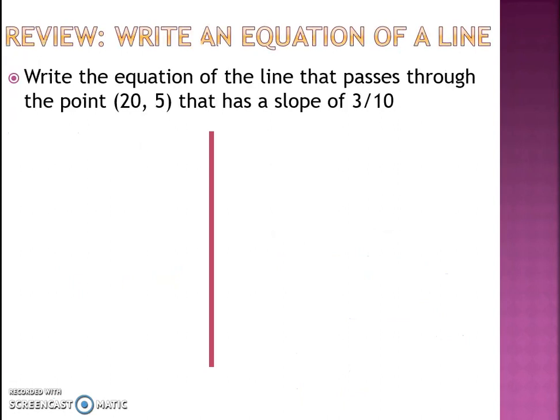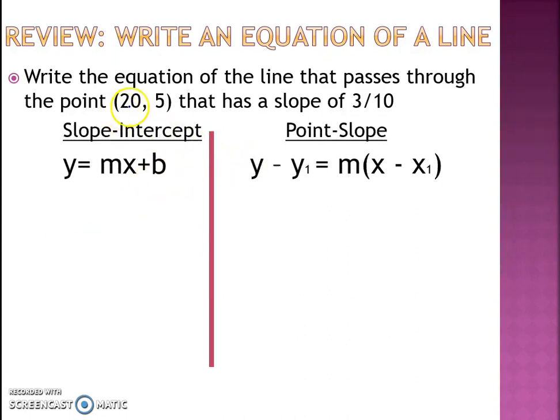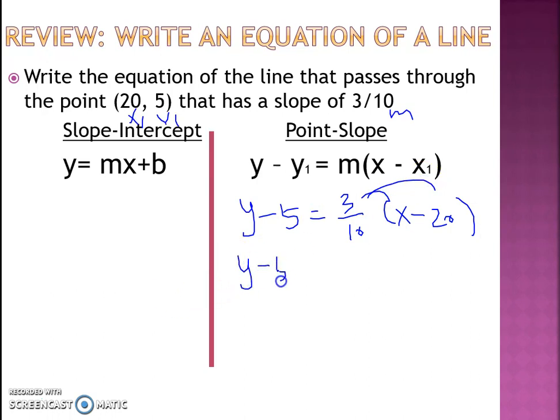Write an equation of a line that passes through the point (20, 5) and has a slope of 3 over 10. So when they give you a point and a slope, you use point-slope form. Label x1, y1, and this is your m. So we're going to do y minus 5 equals 3 over 10 times x minus 20. We're going to do the distributive property. 3 over 10x. 3 over 10 times negative 20 will be negative 6. Add 5 on each side.